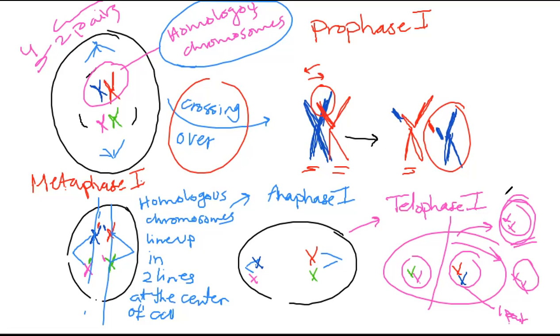In telophase, the nuclear membrane will form 2 nuclei, but each nucleus contains half the number of chromosomes. Then cytokinesis will happen, producing 2 cells. Each cell has half the number of chromosomes, which are still replicated. So that's why we need to go through meiosis 2 to divide them or to just return them into the normal single chromosome. So back to our presentation here, okay?